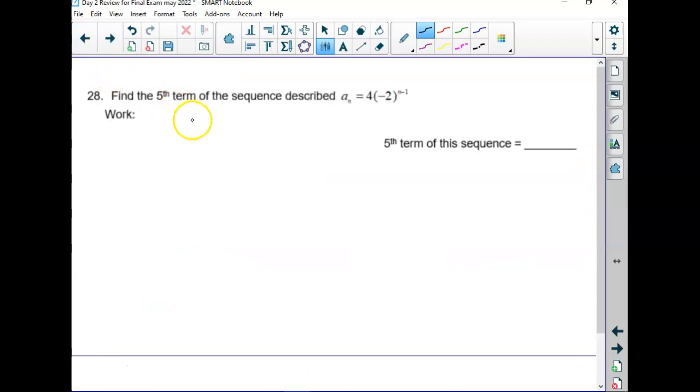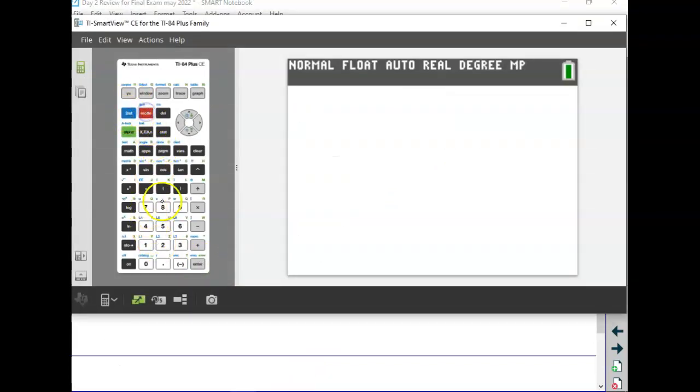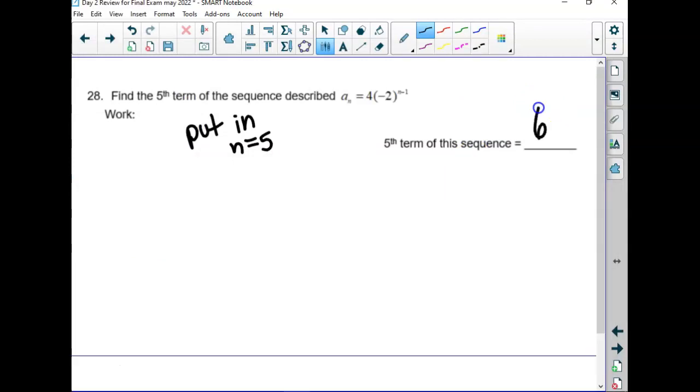Find the fifth term. What do you need to do? Put in a 5. So very carefully on your calculator, somebody read it to me. Was it 4 times -2 to the 5 minus 1? Is that what it was? Okay, 64. Everybody good? But you got to have those parentheses, but that should be an easy, quick question.